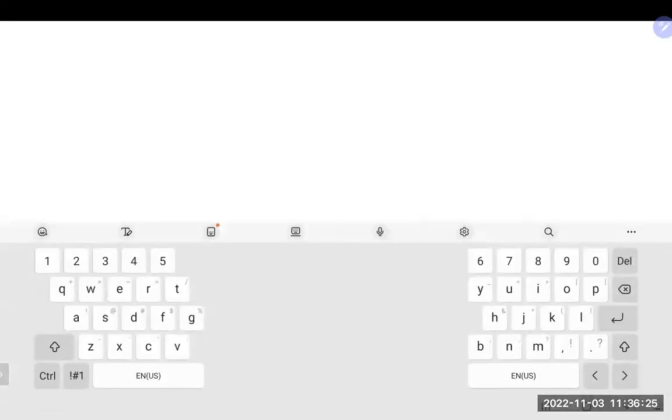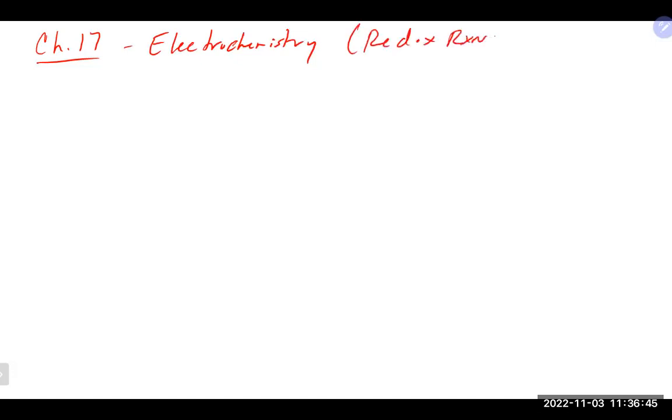Okay, so last time we got into chapter 17, I think. So 17 is all about electrochemistry, and really, it's all about redox reactions. Last time we went over the idea of what that is.